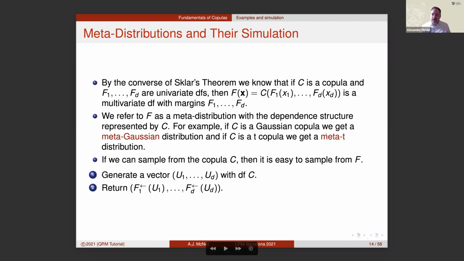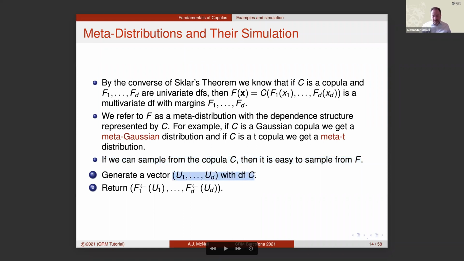The same with the T copula. The dependence of the points is governed by the T copula. The marginal behavior can be anything you want. And how do you actually generate these samples which have any margin? Well, if we can sample from a copula C, then it's easy to sample from the distribution F.